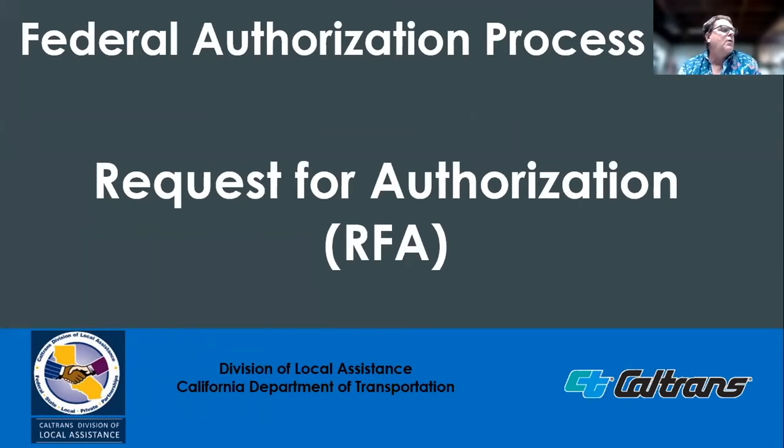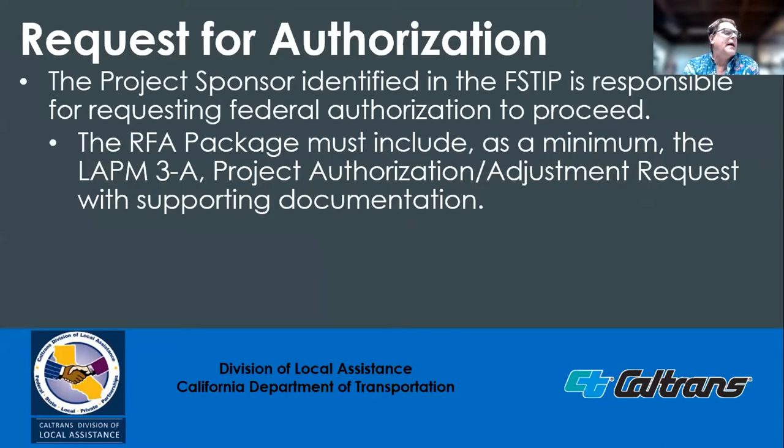Prior to beginning work for which federal reimbursement will be requested, the project phase must be formally authorized or approved by FHWA. The project sponsor identified in the FSTIP to receive the federal funds is responsible for requesting the federal authorization to proceed. The project sponsor must prepare and submit the request for authorization package to the appropriate DLAE, which should include, as a minimum, the agency's LAPM 3A and all required supporting documents.